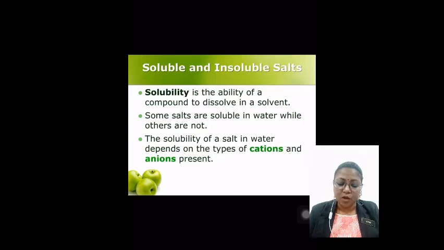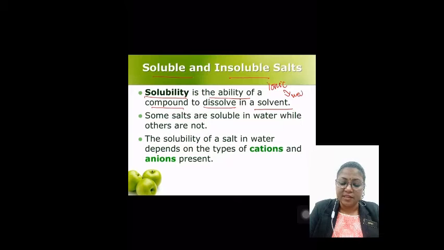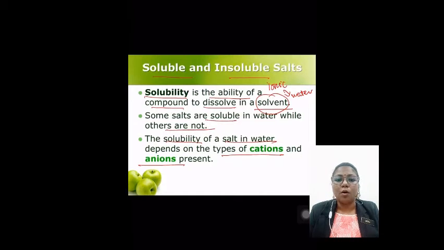Okay. So, soluble and insoluble salts. As I told you just now, they are actually giving information about the solubility. Solubility is the ability of a compound to dissolve in a solvent. Since salt is an ionic compound, an ionic compound will dissolve in water. So, the solvent here is water. Some salts are soluble in water, some are not. The solubility of the salt in water depends on the type of cation and anion present. Cation comes from the metal ion or the ammonium ion. Anion comes from the type of acid they are reacting with.